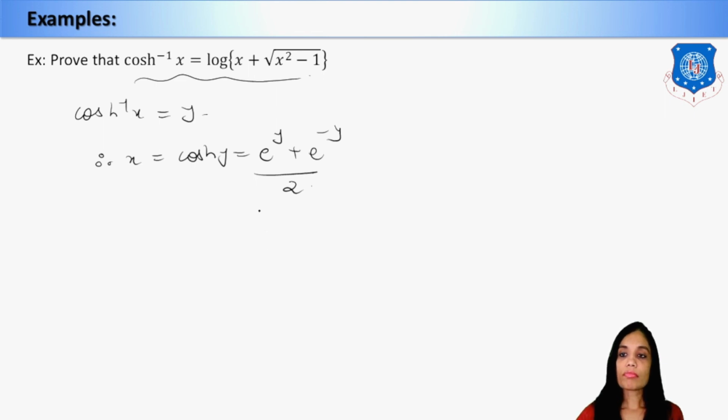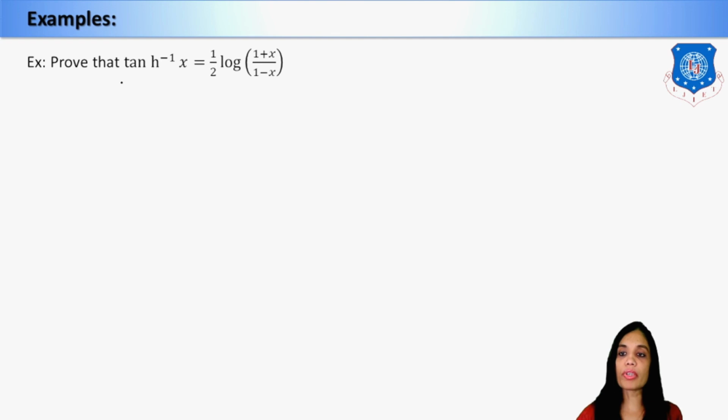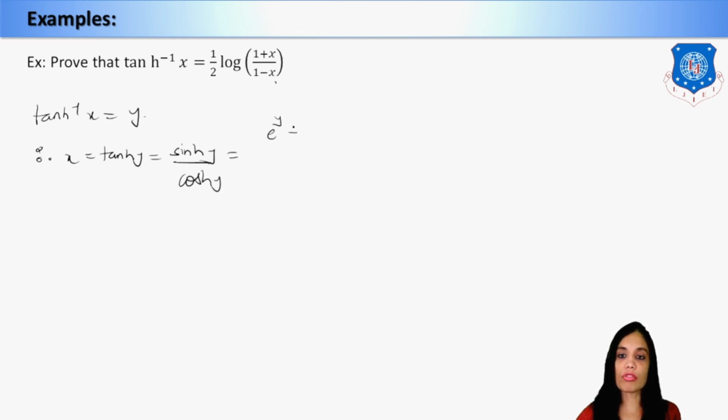And now solve this further using the previous example only. Right? Now let us move on to our last example, that is we have to prove that tanh inverse x is equal to 1 upon 2 log of (1 plus x upon 1 minus x). So now again assume tanh inverse x as y. So your x will be what? tanh y. What is tanh y? sinh y upon cosh y. Put the formula of sinh y. It is e raised to y minus e raised to minus y upon 2, upon cosh y, which is e raised to y plus e raised to minus y upon 2.